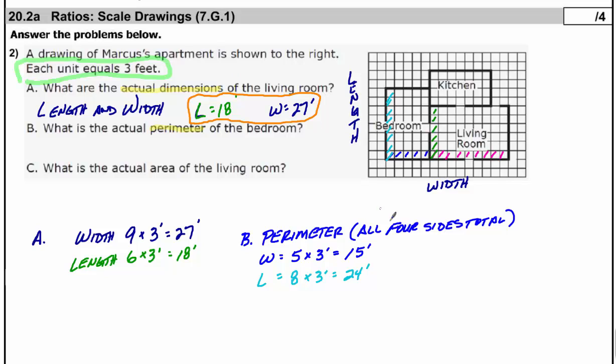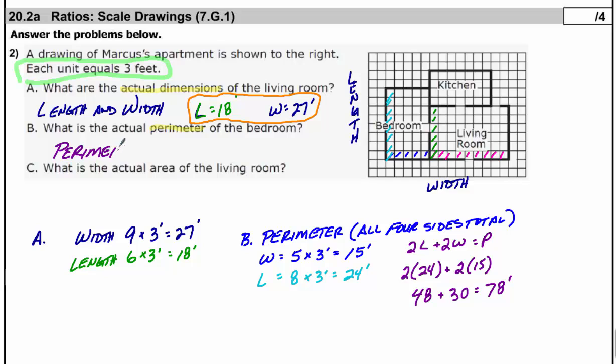Now, to find perimeter, we said it's all four sides total. And a formula that you often see used for perimeter is 2 times the length plus 2 times the width. 2 lengths, both sides, 2 widths, those 2 sides, get the total. So if I use that formula here, I've got 2 times 24 plus 2 times 15. 2 times 24 is 48. 2 times 15 is 30. I get a total of 78 feet. So the perimeter equals 78 feet.